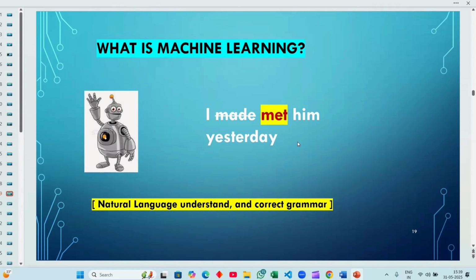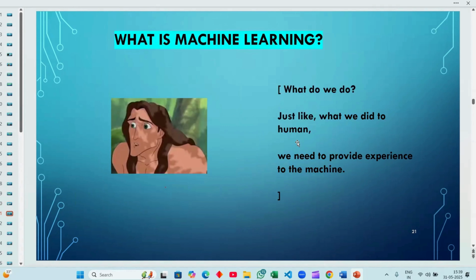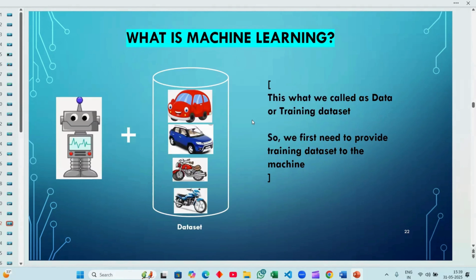Okay, by using NLP, natural language processing, the machine understands grammar. What is machine learning? They recognize faces, and we use it in eye recognition. We build some model concepts for security purposes or other purposes. We design some model concepts. Okay, that is machine learning. Just like we do with humans, we need to provide experience to the machine, right?